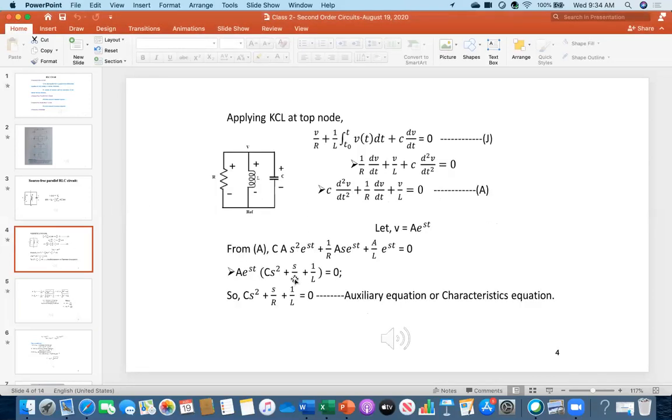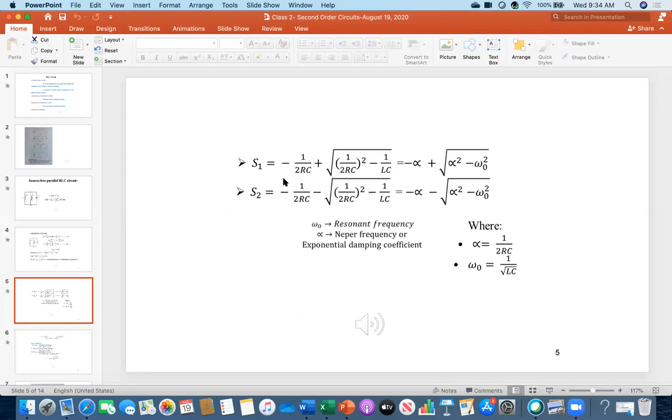So therefore, look once again. This was my last expression. Cs square plus s over R plus the constant. So you just compare with that ax square plus bx plus c. Then you will be getting these two expressions. One is you see minus, here is plus, and then here is minus. Exactly, and then I just reorganize the terms. Okay, so we have two solutions, S1 and S2.